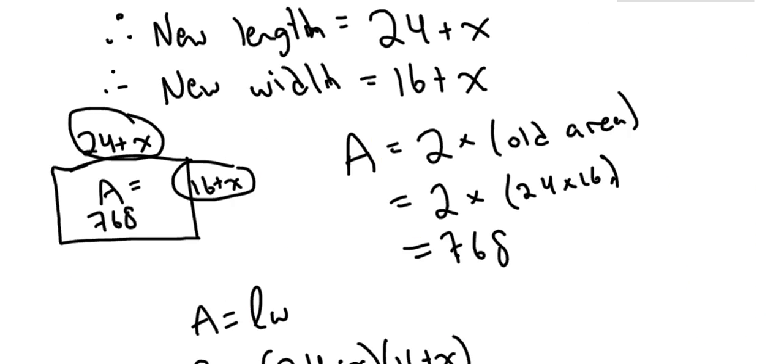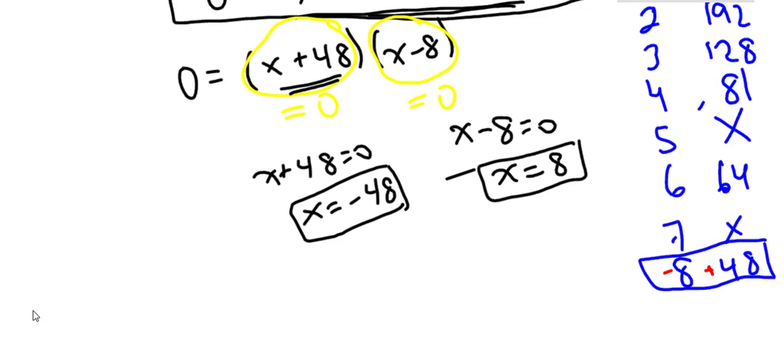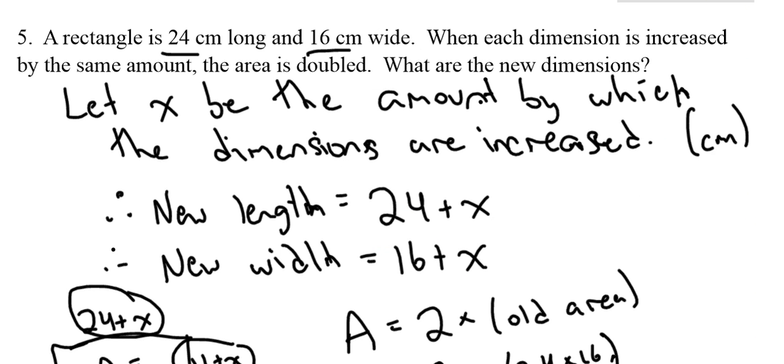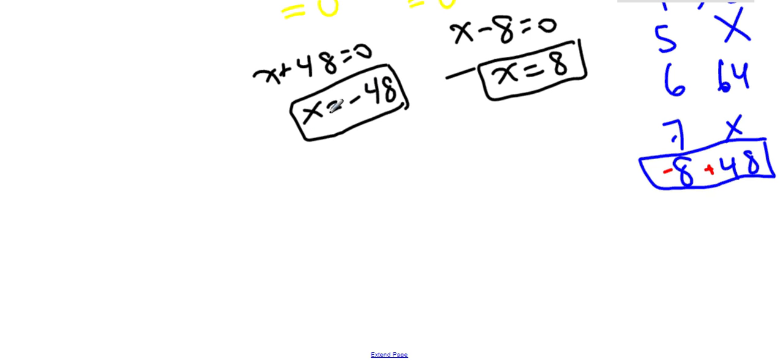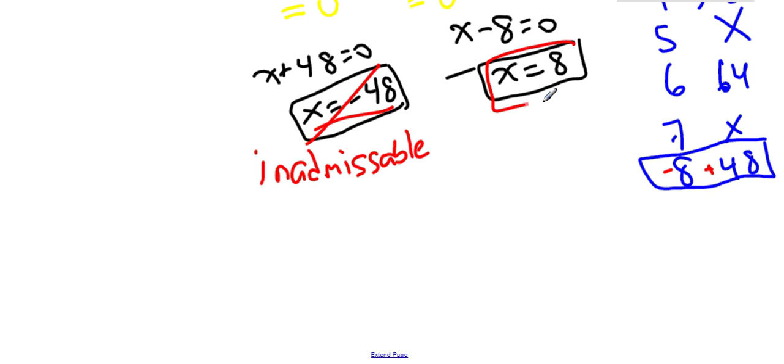Let's go up and review what x is. x is the amount by which the dimensions are increased. Uh-oh. Can you increase a measurement by negative 48? No, especially not when those measurements start off at 24 and 16. So even though the math is correct, we put one line through it and we call it inadmissible. Again, it doesn't mean it's wrong. We've made no errors. It just means that it's not allowable, or it's not possible to answer the question with that answer. So that leaves us with x equals 8.